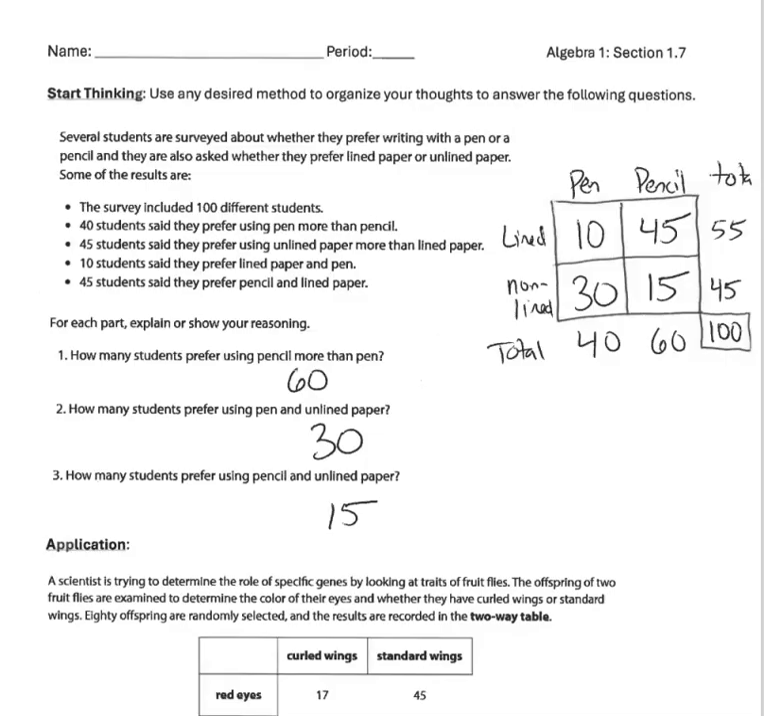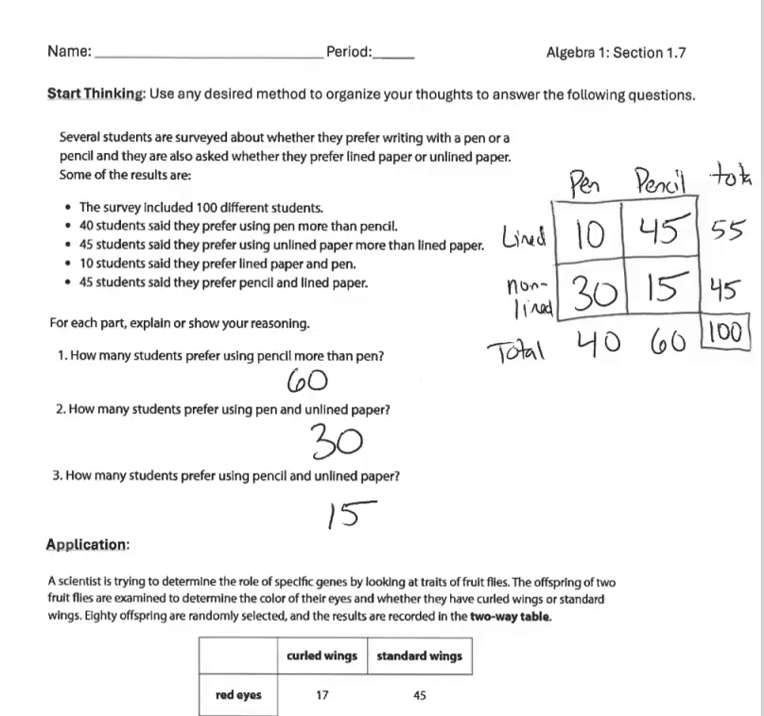So the start thinking part says use any desired method to organize your thoughts to answer the following questions. So you have this information here, such as the survey included 100 different students. 40 students said they preferred using pen more than pencil. 45 students said they preferred using unlined paper more than lined paper, and 10 students said that they preferred lined paper and pen, and then lastly, 45 students said they preferred pencil and lined paper. And what the students did first was they tried to synthesize all this information together to be able to answer those questions 1, 2, and 3 below.